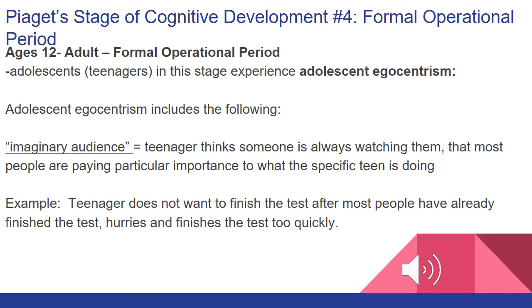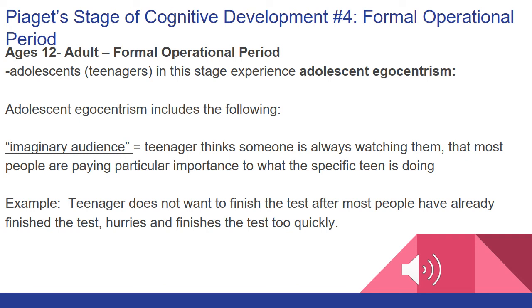It is important to remember, though, that adolescents or teenagers in this period experience adolescent egocentrism. So adolescent egocentrism includes the following. First of all, egocentrism means that you're focused primarily on yourself, or you think that you are unique.